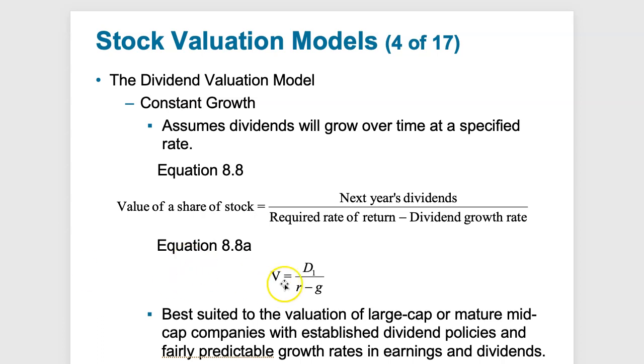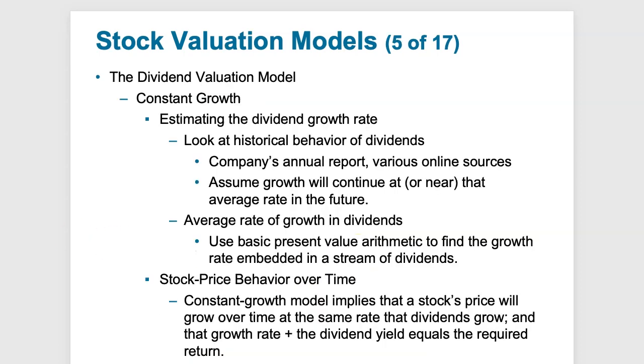So this is the basic nomenclature of the formula. Value of the stock is going to be D1, next year's dividends, divided by required rate of return minus growth. If we escalate D1 to D2, that's the dividend in 2 years. D3, D4, D5 would be the dividend in 5 years. So we can actually calculate the growth of the stock price over time, which is useful.